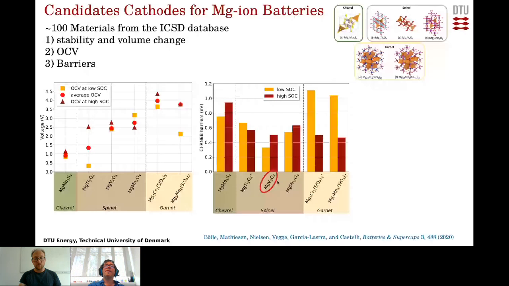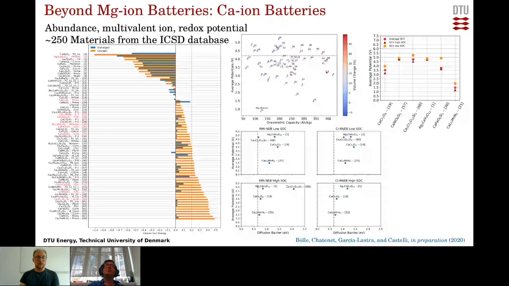Beyond magnesium, we can use the same workflow also for calcium ion batteries. Calcium is an abundant material, again multivalent, and has better redox potential. If you look in the ICSD, you have around 250 materials that you could study. Some of these are listed here, and you can see that some of them have good stability. Some others are less stable.